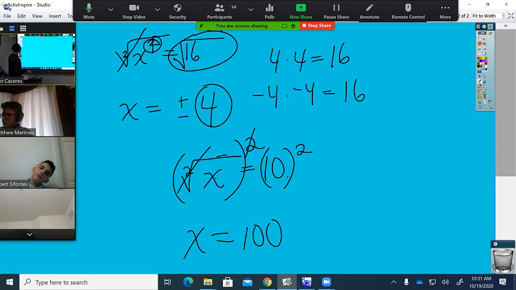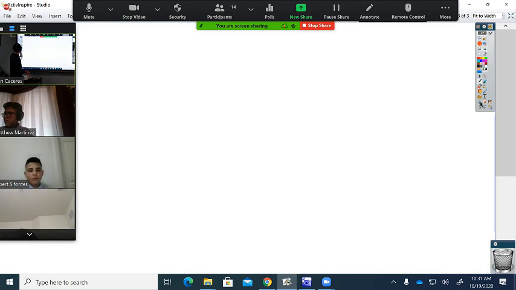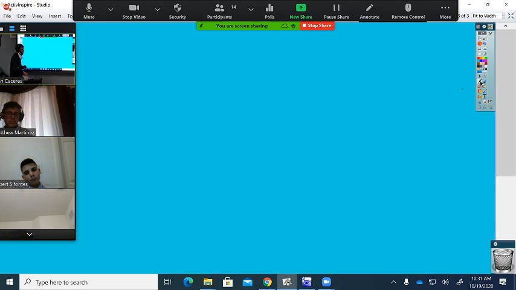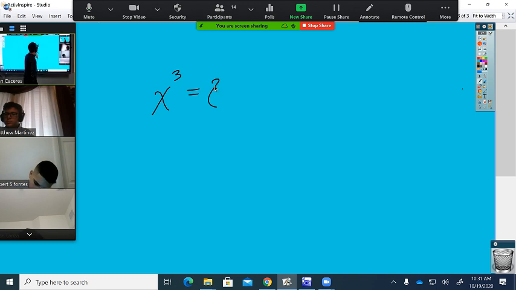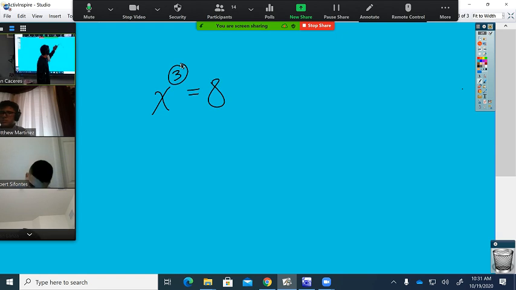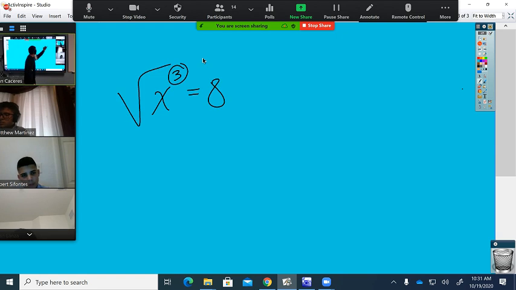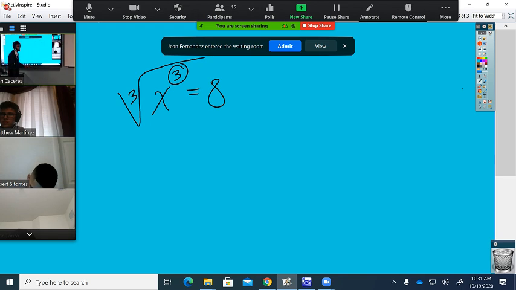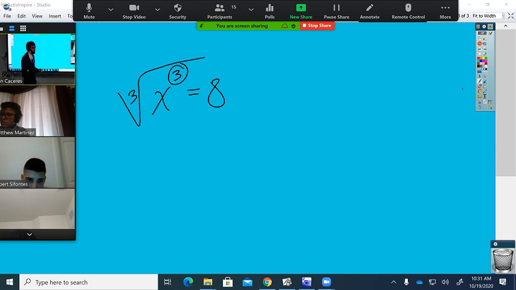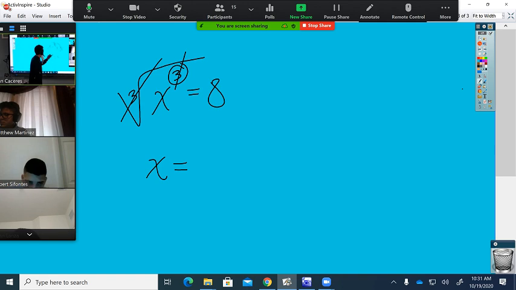Now let's do the same kind of examples, but for cubes. So x to the 3rd power equals 8. Now what's the opposite of a 3 exponent, a cube? A cubic root. This cancels the 3 exponent and the root, and brings x down by itself. But whatever you do to the left side, you have to do to the right side. And what we did was put a cubic root on it.